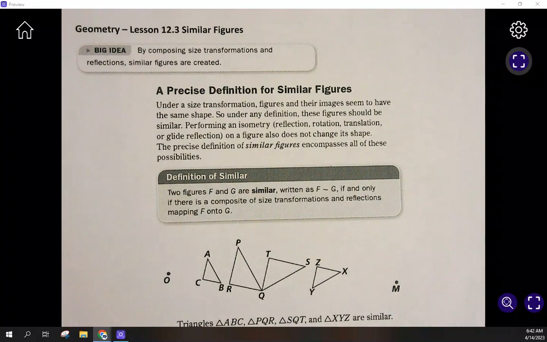This is geometry lesson 12.3. We're going to be looking at similar figures. So the big idea says by composing size transformations and reflections, similar figures are created.